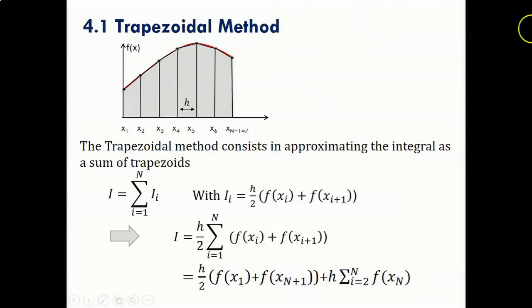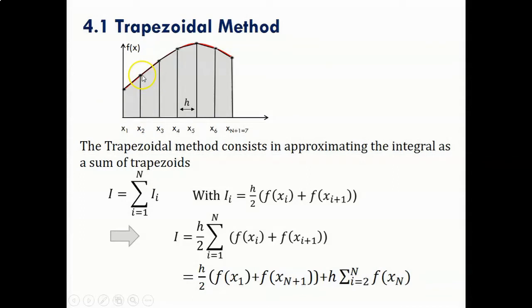Now, the approximation for the integral can be written as the sum of Ii, where Ii is the area of a trapezoid constructed upon the points xi and xi plus 1. So what is the area of a trapezoid constructed upon the points xi and xi plus 1?